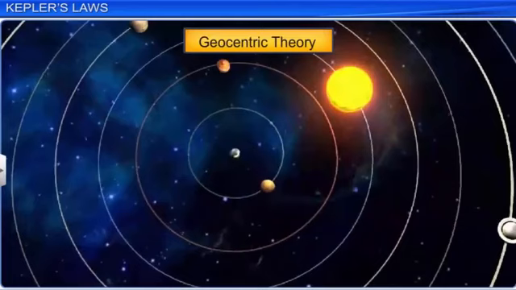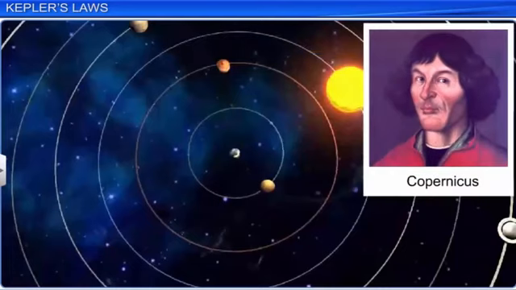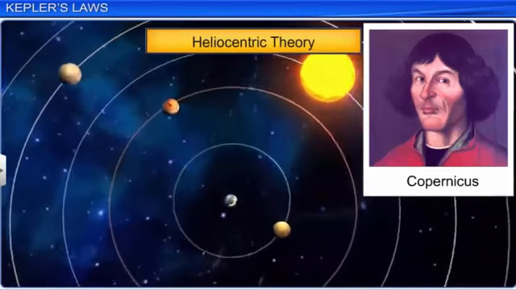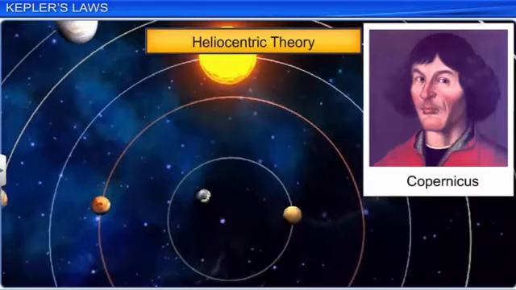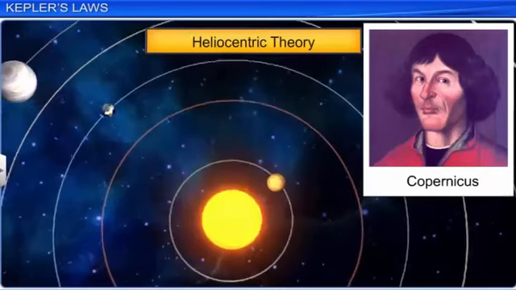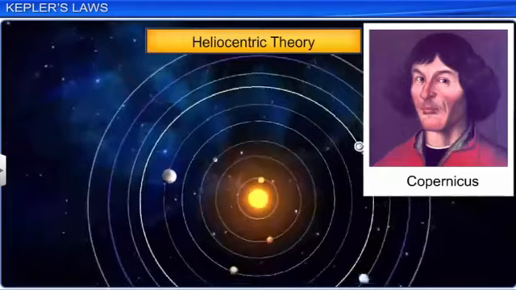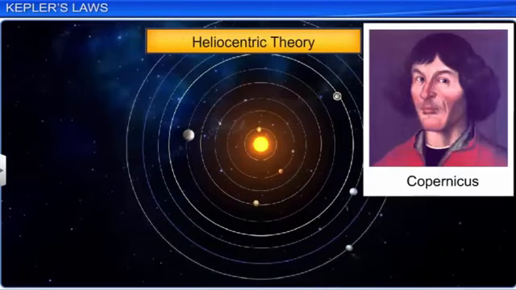Later, Copernicus, a Polish monk, put forward his heliocentric theory, which stated that Sun is at the center of the solar system and that all the planets, including the Earth, revolve around it in circular orbits.